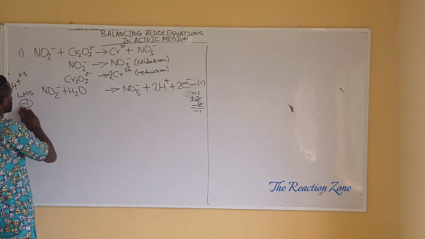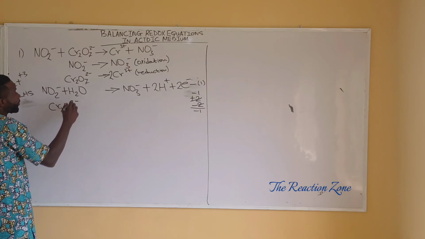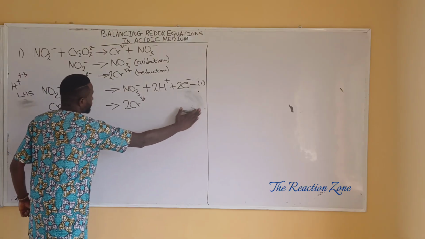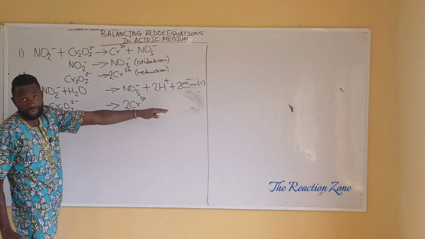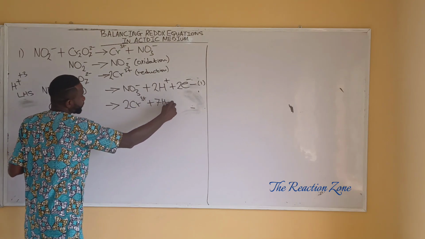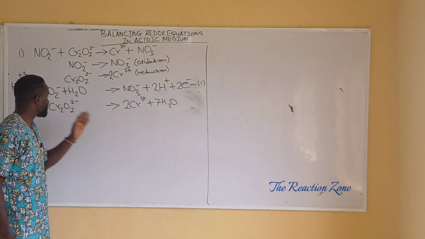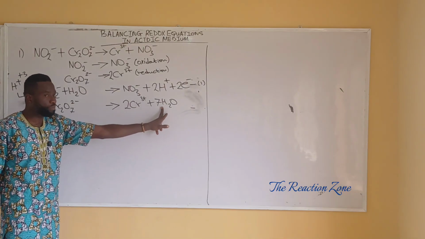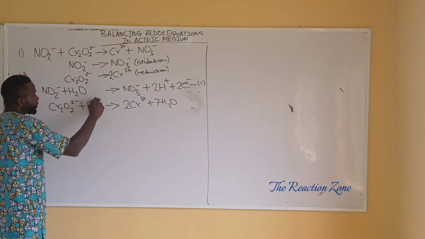So bringing down the second half equation, we have Cr2O7 2-, and we have 2Cr3+. There are 7 oxygen atoms on the left hand side, and there is none on the right hand side. So to make up for this deficiency in oxygen, we'll add 7 molecules of water. By doing so, we now have 7 oxygen atoms on this side. But that has created a deficiency in the number of hydrogen atoms. So there are 14 hydrogen atoms here. And to ensure that hydrogen is balanced on both sides, we add 14 hydrogen ions on this side.